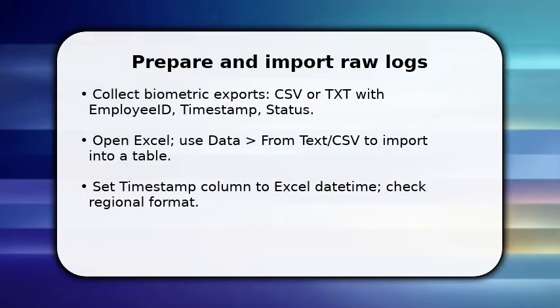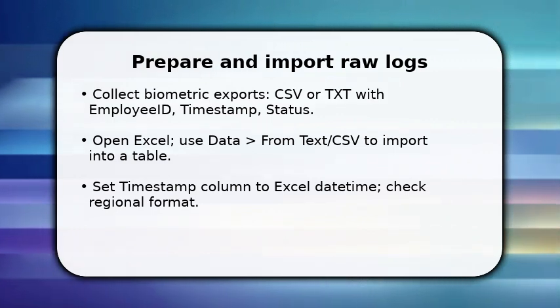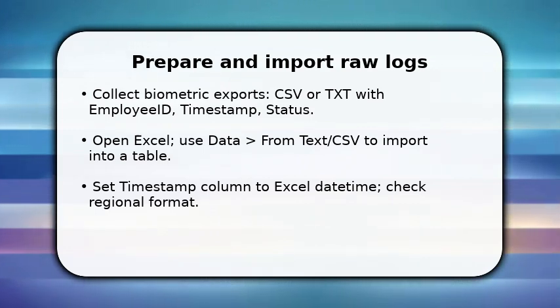You start by importing the raw biometric logs into Excel so you can normalize data. Use data from text/CSV and map columns to employee ID, timestamp, and status. Once imported, convert the range to a table so formulas auto-expand, and ensure the timestamp column is formatted as a proper Excel date time to allow calculations. Make sure to remove blank rows and inconsistent IDs. This prevents lookup errors later. Now you have a clean dataset to work from.